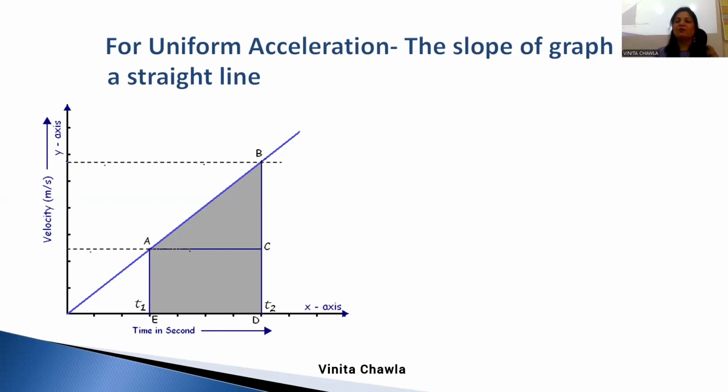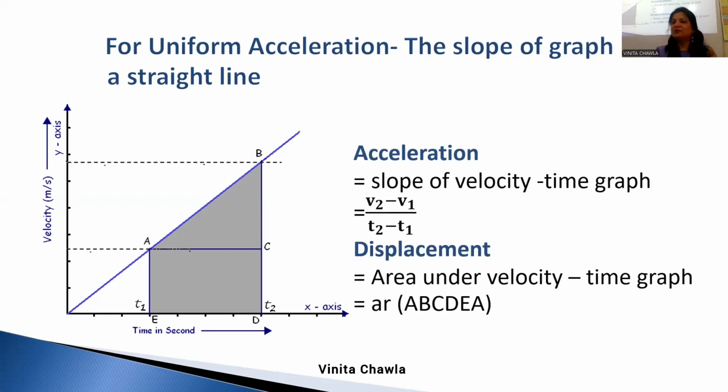And from the velocity time graph, we can find two different quantities. One is by finding the slope and the other is by finding the area under the curve. If we find the slope of the velocity time graph, then we get acceleration. And if we find the area under the velocity time graph, then we get displacement.